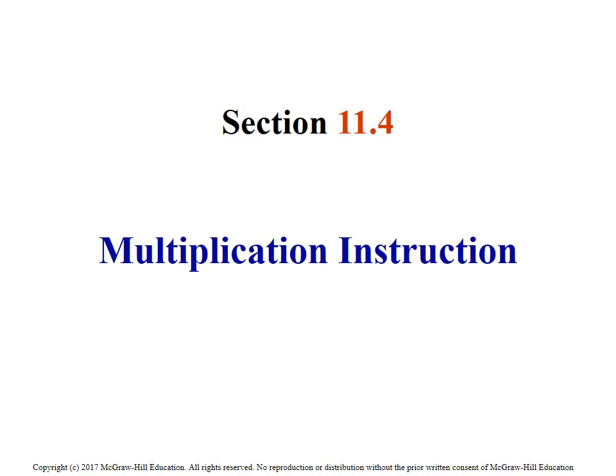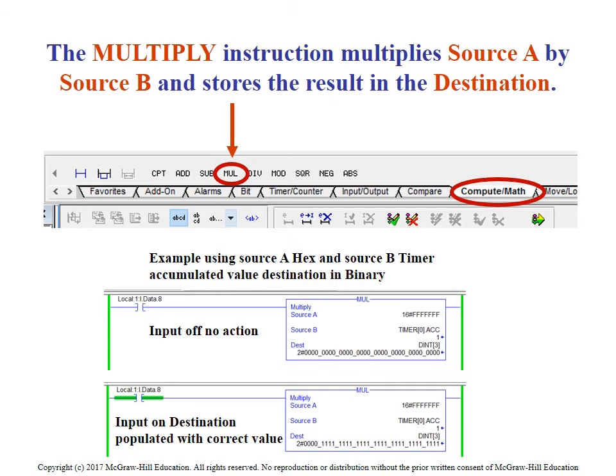Multiplication instruction. Okay, let's see here. What do we got going on here? Same idea. We're looking under Math, Compute, under MUL, or multiply, source A by source B, placing results in destination. So we got source A, I put a bunch of F's in there, and I multiplied it by the timer accumulator value of 1. And then for the destination, I threw in a double integer 3, and I'm illustrating it in binary. Just showing some of the different aspects that are available for us here.